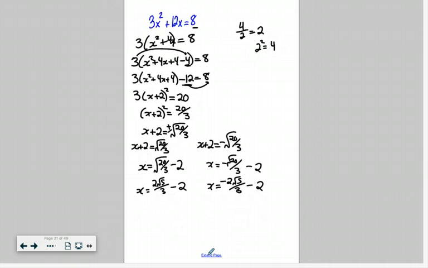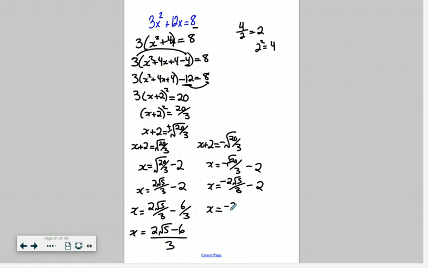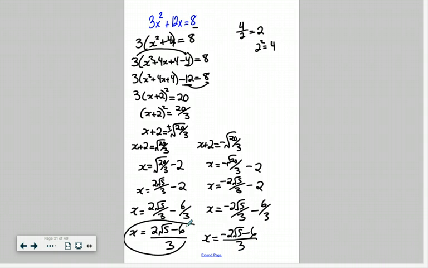And if we wanted to be really concise here, we'd actually combine these terms. So we could get a common denominator here, rewrite 2 as 6 over 3. And then we can rewrite this whole thing as one big fraction of 2 root 5 minus 6 over 3. And the exact same thing would happen over here, where you have negative 2 root 5 over 3 minus 6 over 3. And then you get negative 2 root 5 minus 6 all over 3 as a single value. And we have exact fractions, okay?